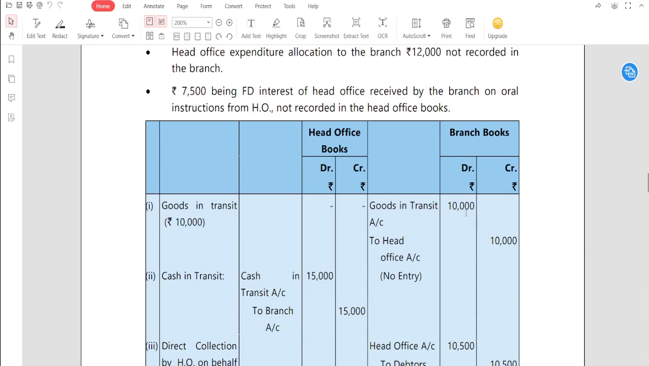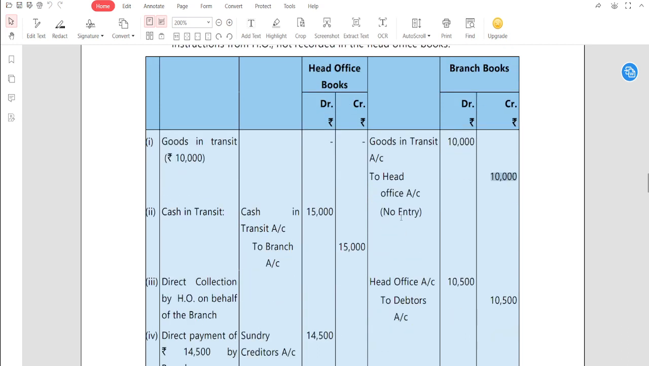Perfect. See, it is given, and the next is that 10,000 is on the credit side of the HO books. See guys, this has been done very well. We just did it: goods in transit account debit to HO account, 10,000 and 10,000. We have just done this in the copy. Perfect.